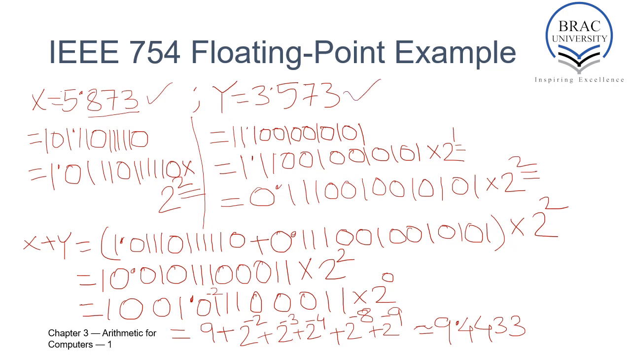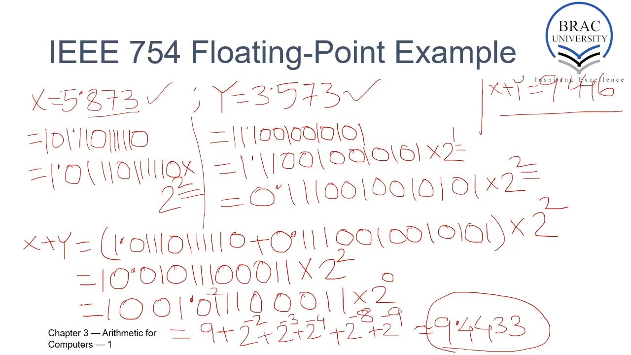Now if you try to come up with the actual addition using basic arithmetic, you can compute the actual addition of x plus y, which will be 4.996, sorry, 9.446, sorry, it's 9.446. So this is our actual value, and the other is the one we get after performing the addition using IEEE 754 floating point notation.